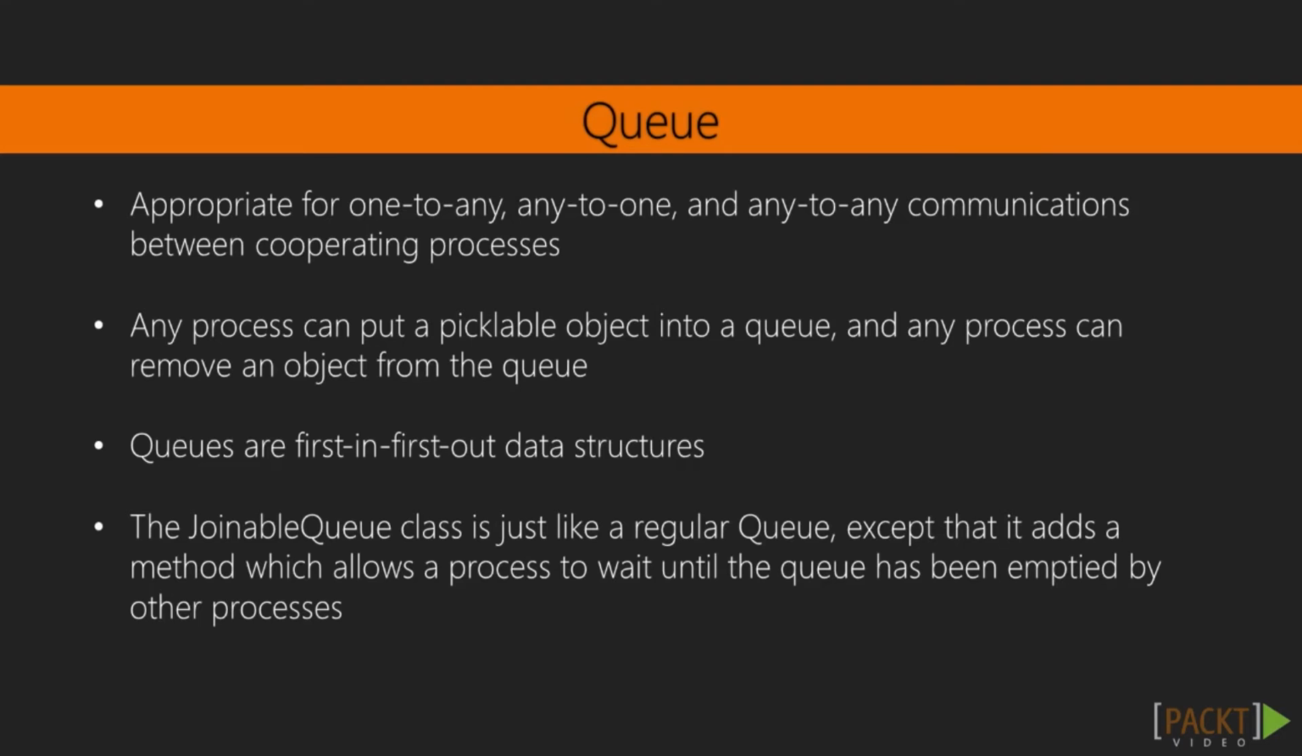Any process can put a picklable object into a queue, and any process can remove an object from the queue. Queues are first-in, first-out data structures, which means that objects are removed from the queue in the same order that they're added. There is a subclass of Queue called JoinableQueue, which adds a method that allows a process to wait until the queue has been emptied by other processes.